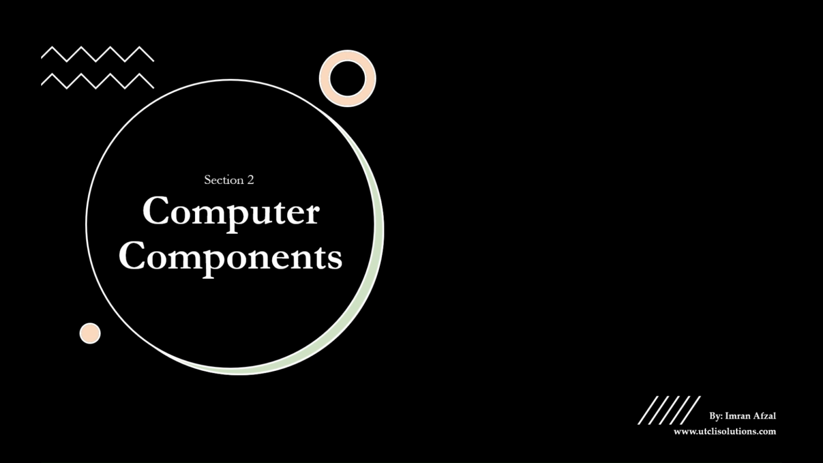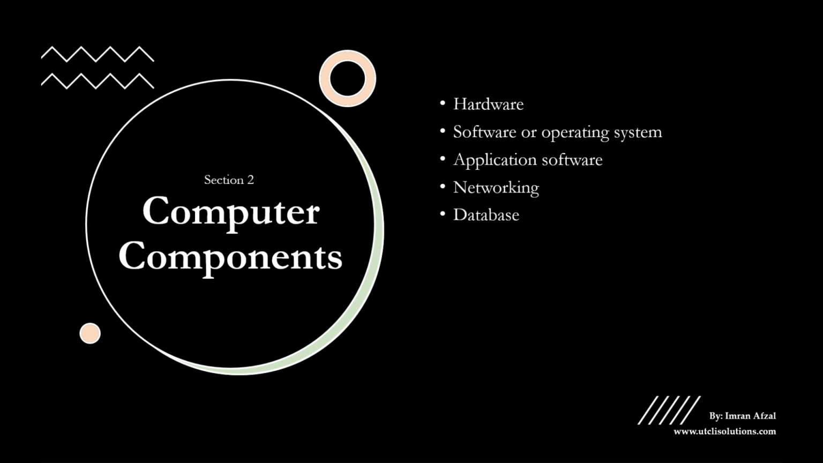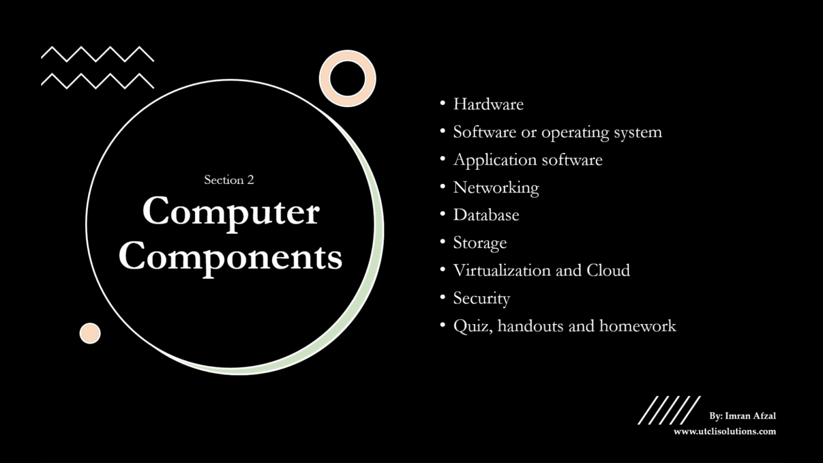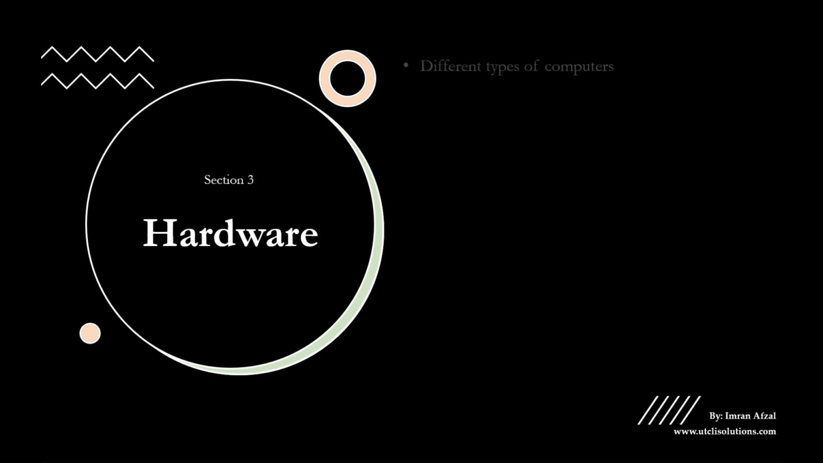Moving on to section two, which is the computer components, we will slightly cover every single component of a computer, such as hardware, software, operating systems, application, networking, database, storage, virtualization and cloud, security, quiz, handouts, and homework. Then starting with section 3, we are actually going to pick each one of these components and we're going to drill down. So starting with section 3, hardware, we'll talk about different types of computers.